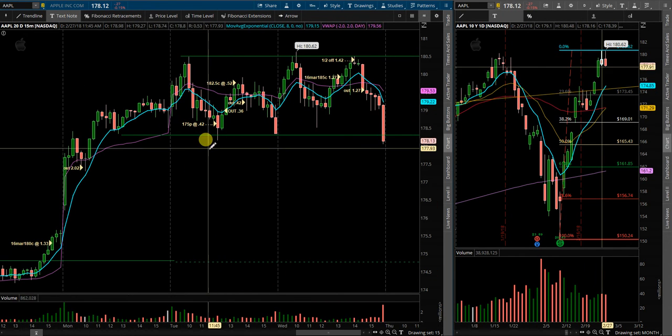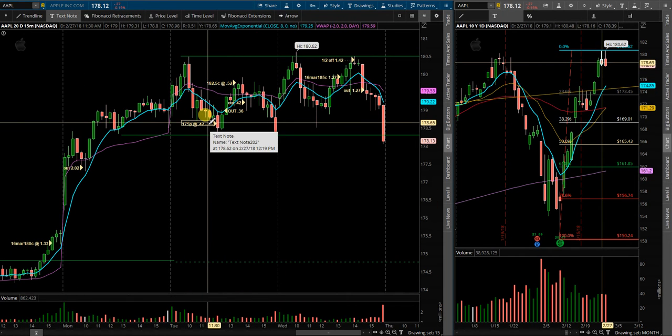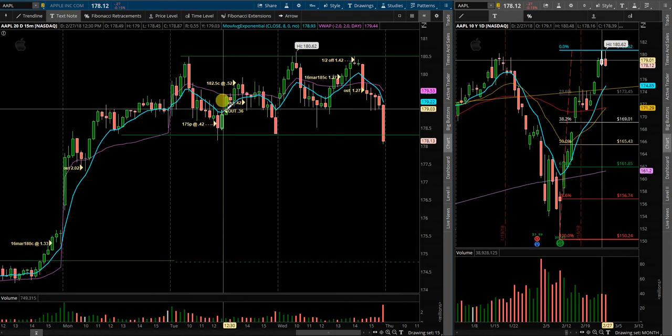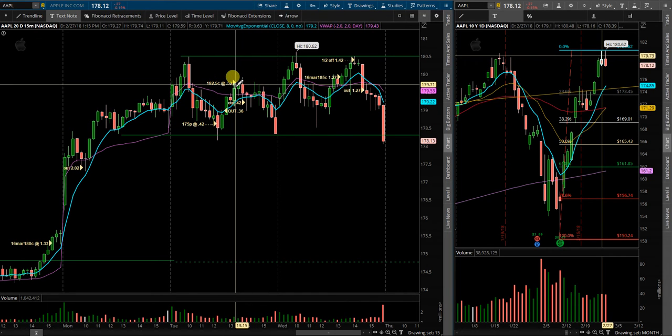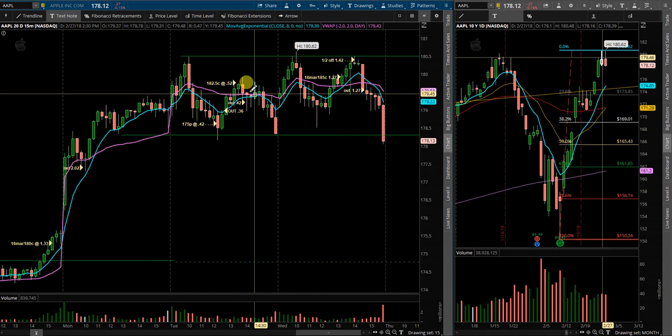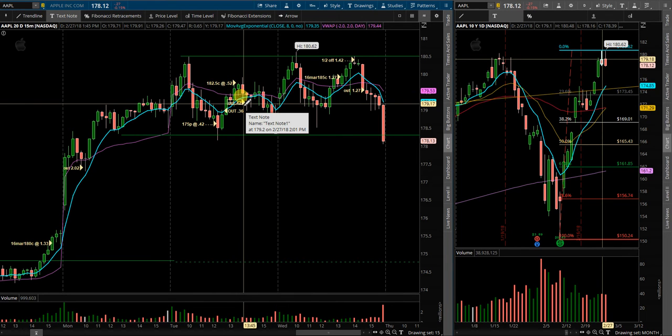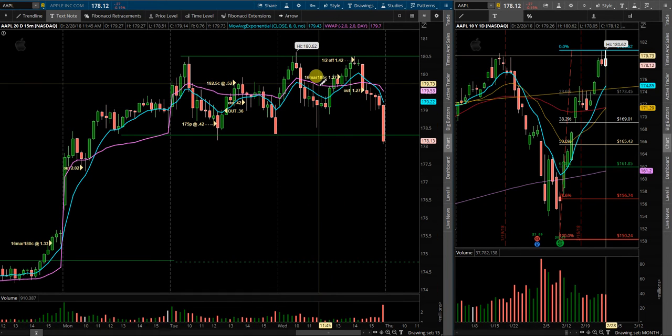Into Tuesday, I looked for a breakdown play at 175 puts at 42. That failed. It closed me out at 36. Break above VWAP looked like it was going to continue higher, so I got in 182.5 calls here at 52. That failed, stopped me out at 42. So overall, a couple of small little losses there.